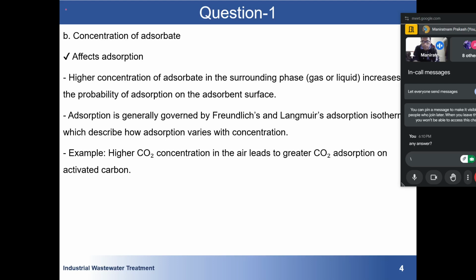Look at the second option: concentration of adsorbate. A higher concentration of adsorbate in the surrounding phase increases the probability of adsorption. Obviously, in water, if there is more fluoride, then more adsorption will happen, and if the fluoride concentration is very low, then less adsorption will happen. So of course this is also a correct answer. This is another thing that we will discuss in the upcoming questions.